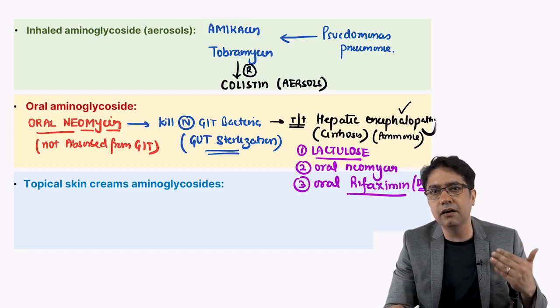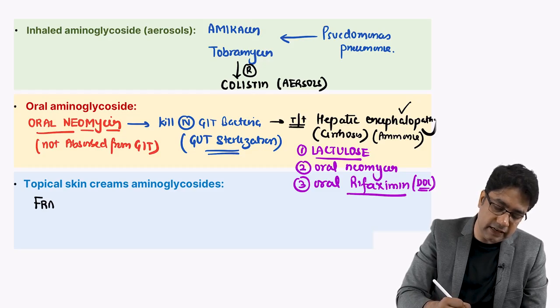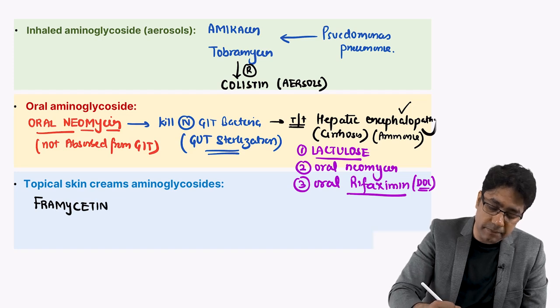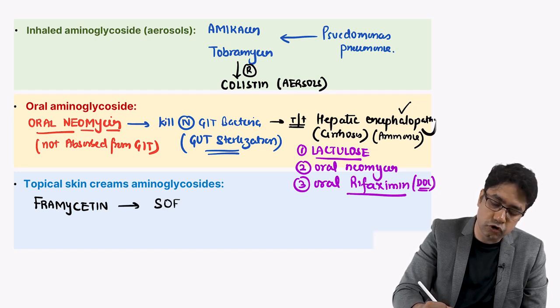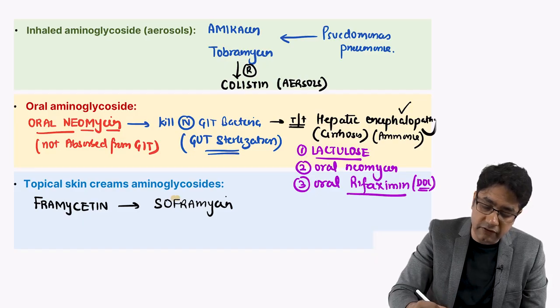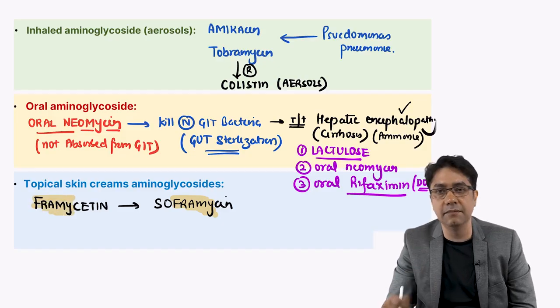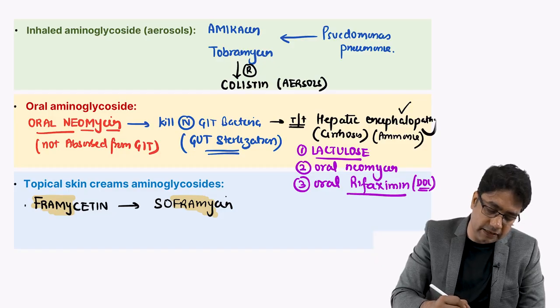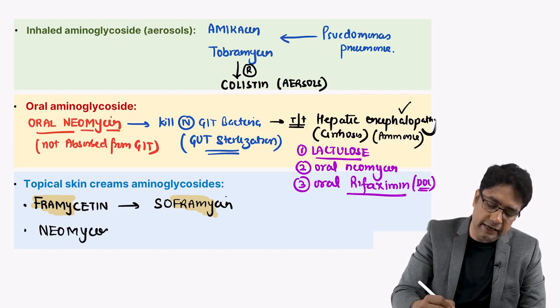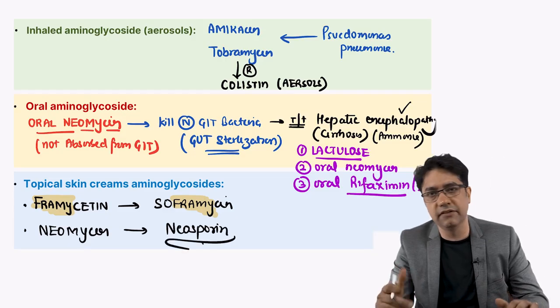Lastly, topical creams of aminoglycoside. The first topical aminoglycoside given as a skin cream is framycetin. And this framycetin comes with the brand name Soframycin. So you must have heard the word Soframycin. How to identify Soframycin? The word Framy is coming. Framycetin, the Framy word is coming. So Soframycin contains framycetin. Another skin cream is neomycin. It comes with the brand name Neosporin cream. So these are aminoglycosides given as a skin cream.